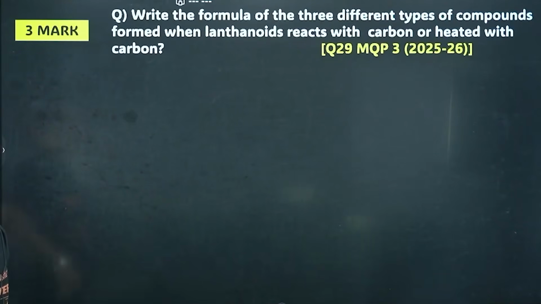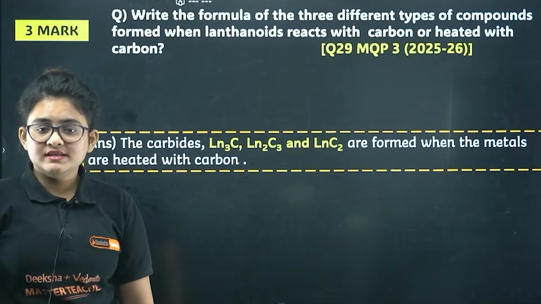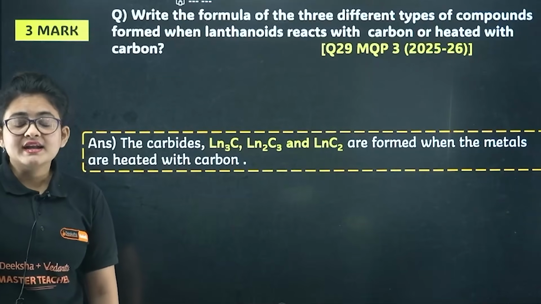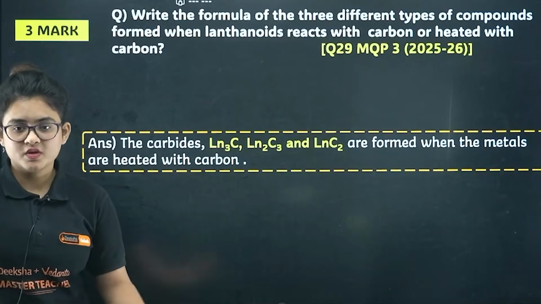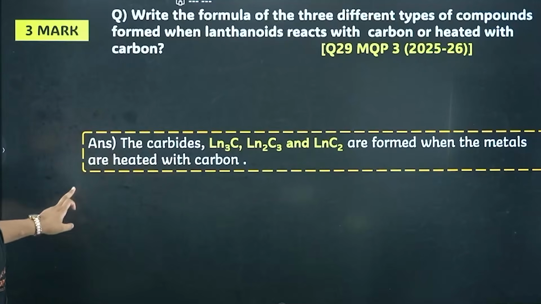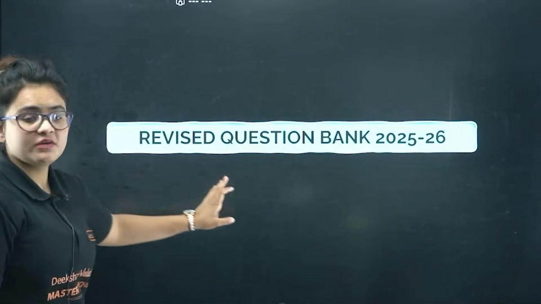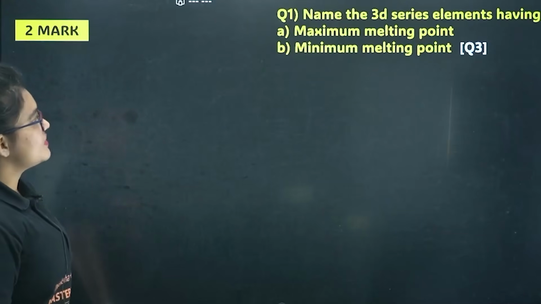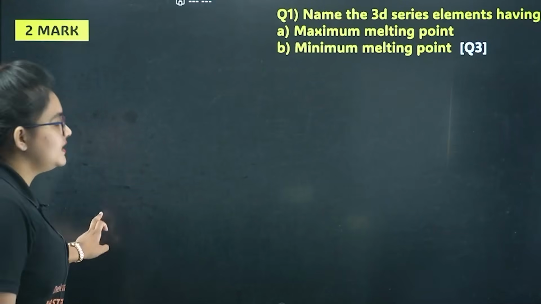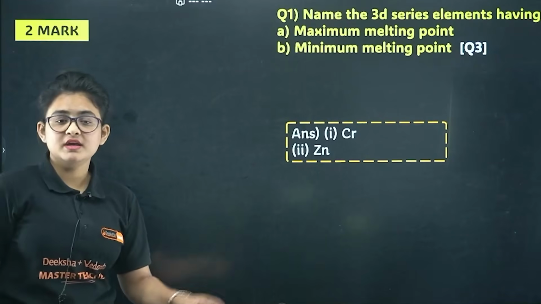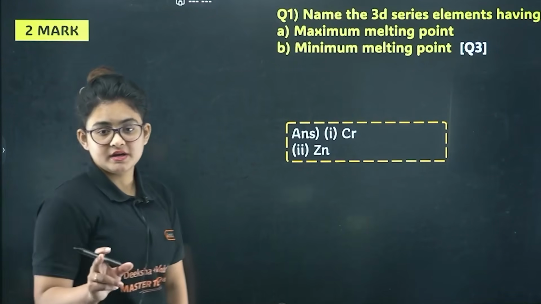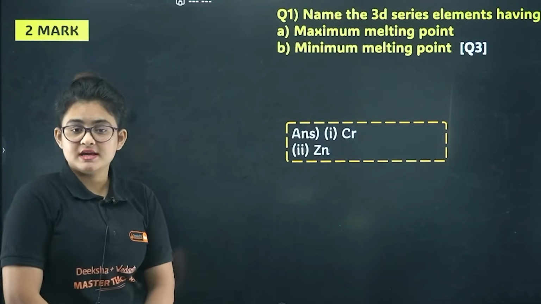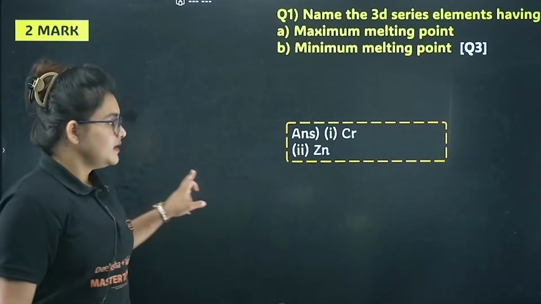Let's proceed. Write the formulas of the 3 different types of compounds formed when lanthanide is heated with carbon. We can get Ln3C, Ln2C3 and LnC2 type of compounds. Okay, this is from the question bank we are going to cover. Name the 3d series elements having maximum melting point and minimum melting point. Maximum melting point will be chromium because of the presence of unpaired electrons, and minimum is zinc because it has no unpaired electron.